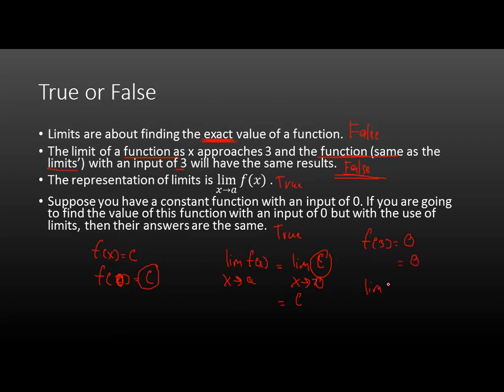The limit of 0 as x approaches 3, the answer is still 0. So both of them are the same. In short, the value of the limit of a function with an input of 0 will have the same result as the constant function with an input of 0. They are just the same. I discussed that already though.